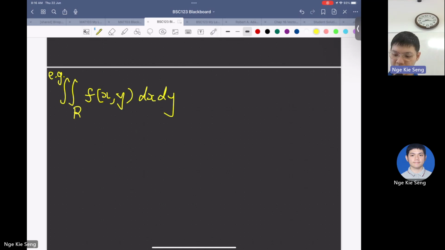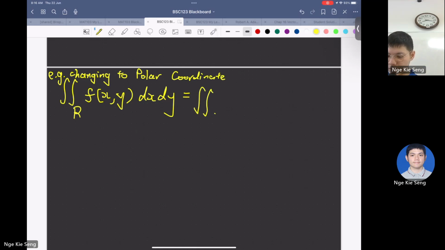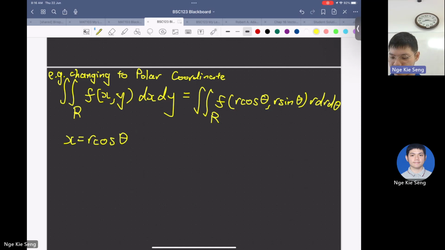So this is the example of changing to polar coordinate. Okay, so the domain is still the same, but we do a change of variable. So what did we do? The variable change we do is x equals r cos theta and y equals r sine theta.